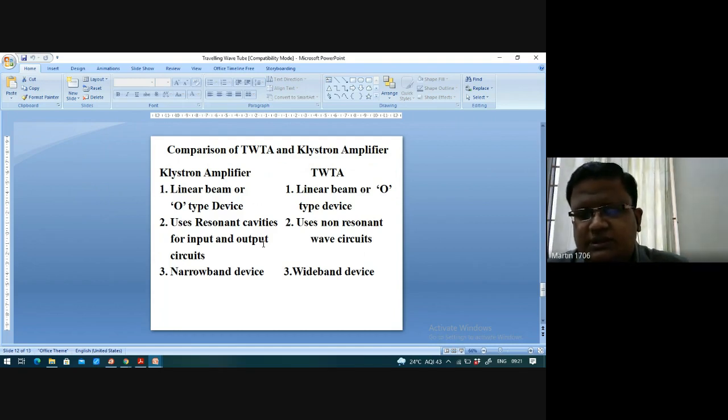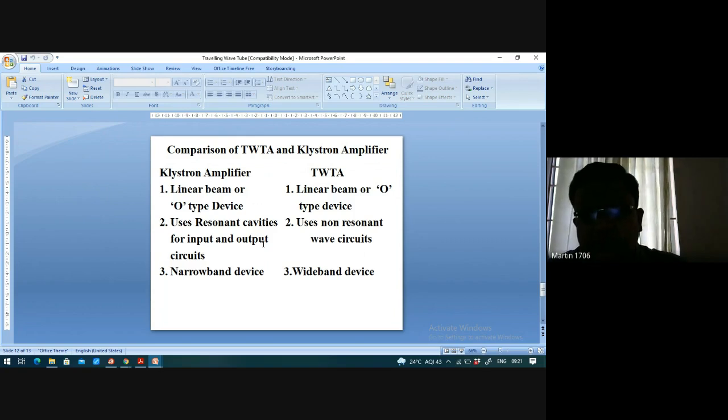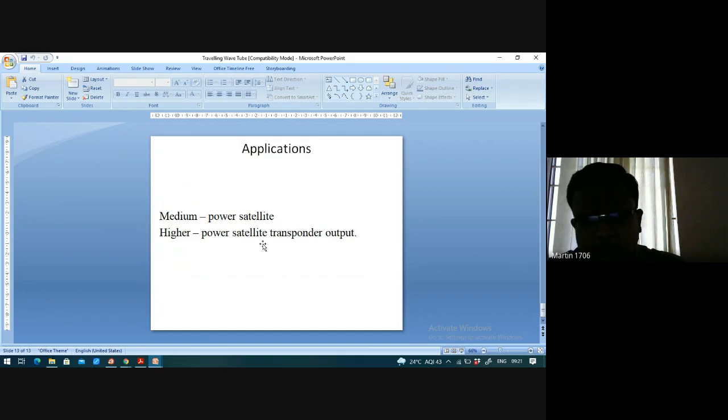So O type means it is a linear device, but the cavity structure alone varies. Due to cavity structure, the Klystron amplifier uses the resonant cavity for input-output circuit, whereas TWTA uses only non-resonant wave circuits. Okay, and the Klystron amplifier is a narrow band device, and TWT is a wide band device.